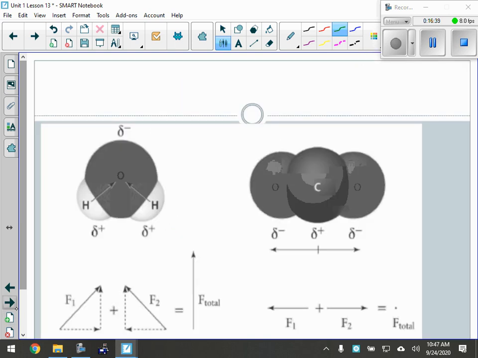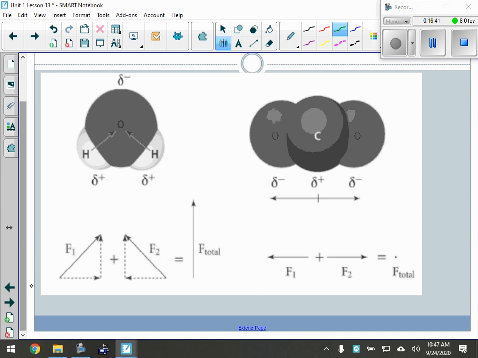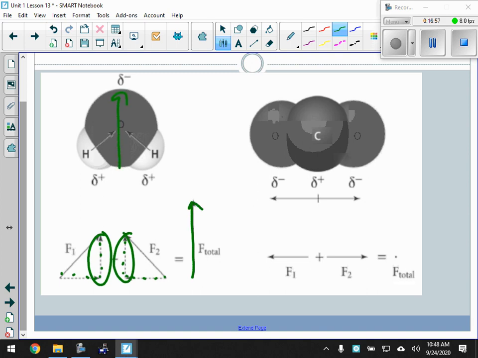If you're in physics, you would see something like this probably. This would be force 1 and force 2, and then you make a little triangle here, and then you take this and add this, and you get that as the result. So basically, the electrons are being pulled up to here. Does that make sense?